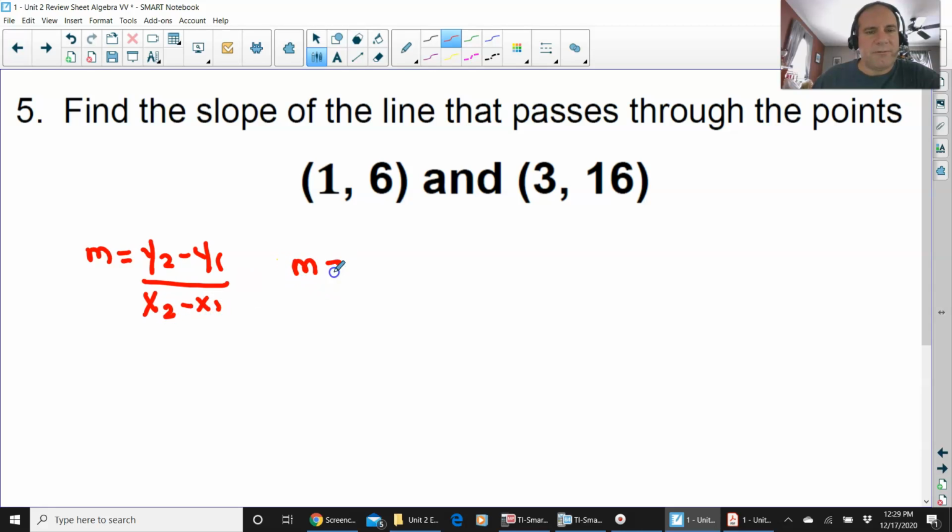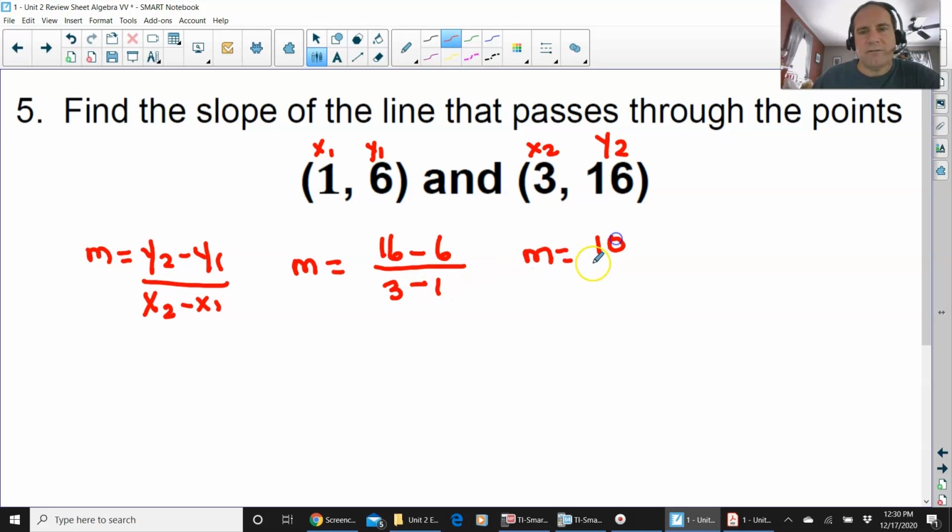So we have the slope formula, and we're going to set that up with the minus sign and the minus sign. We are going to label x1, y1, x2, y2. What's easy about this is that there are no negatives, 16 minus 6, and 3 minus 1. So that is 10 over 2, and the slope is 2. Sorry, the slope is 5.